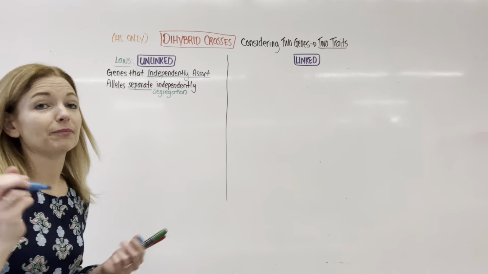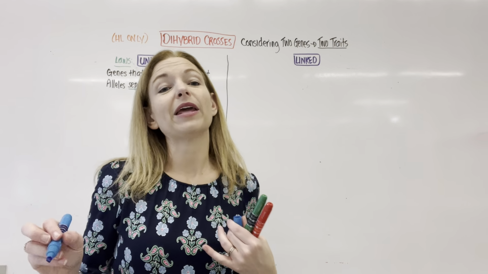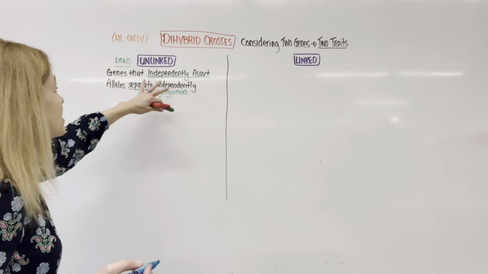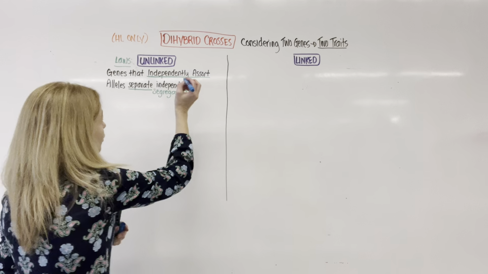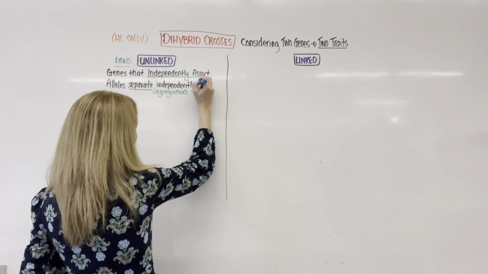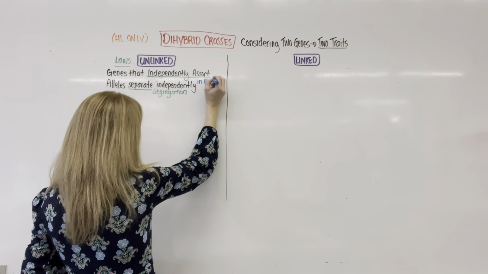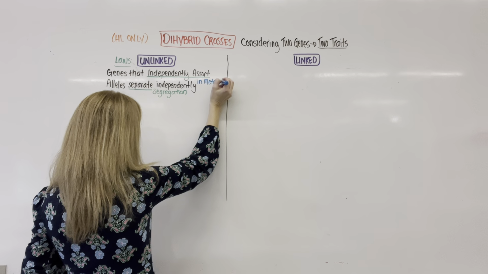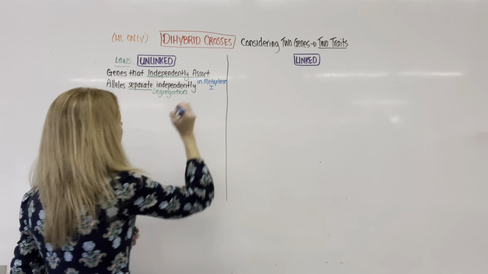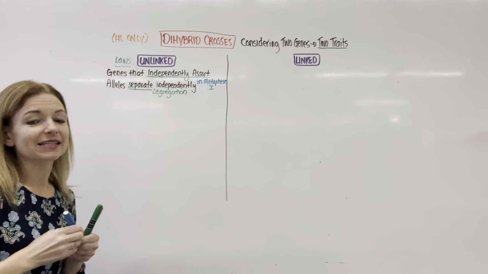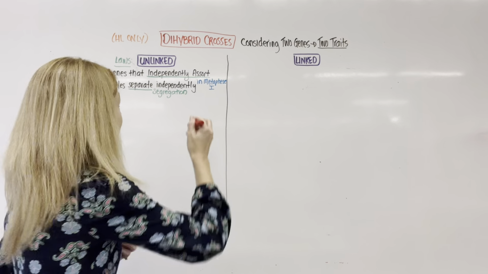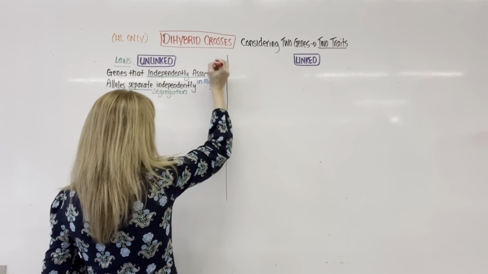The other thing is that Mendel didn't know this, but we do know the actual meiotic reason why. So we understand that independent assortment is because chromosomes line up separately in metaphase. So we know that that is going to happen if they are on different chromosomes.